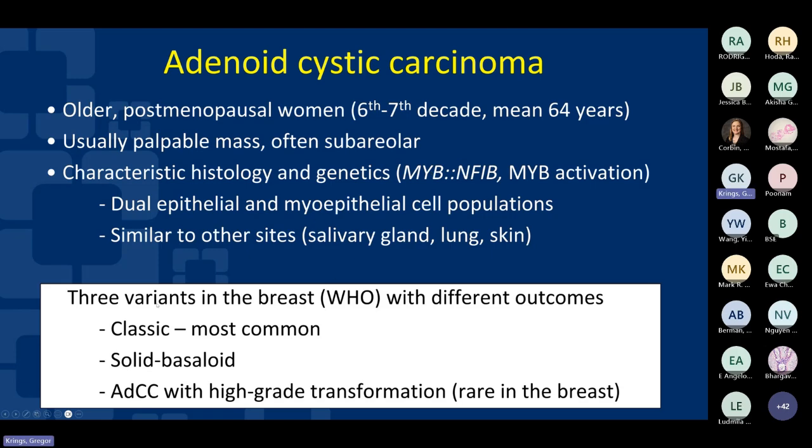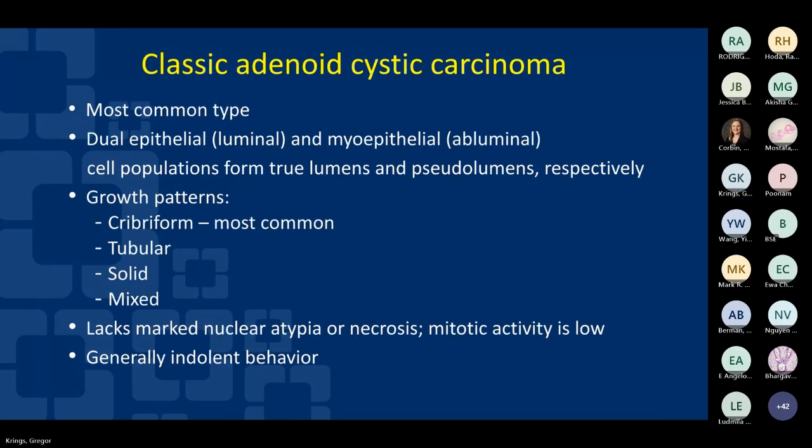In the breast, we recognize 3 variants of adenoid cystic carcinomas according to the WHO. The most common is the classic pattern, rarely solid basaloid pattern adenoid cystic carcinomas, which are more aggressive. And in the breast, very exceedingly rarely, these tumors can show high-grade transformation to other invasive cancer types, but this is probably much less likely in the breast than it is in the salivary gland.